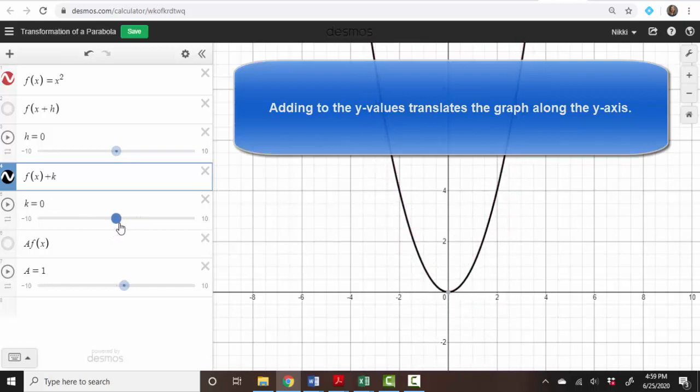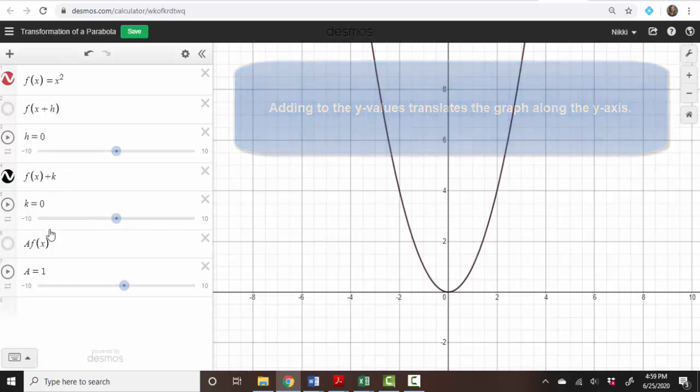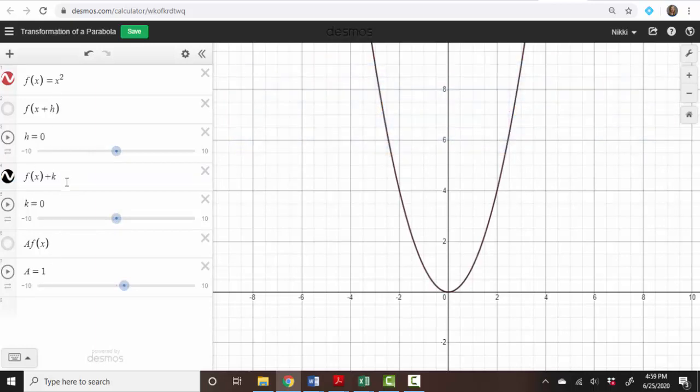So these are vertical translations. These occur when you add or subtract numbers to the outside. So I've talked about h and k here. Those involve translations, moving the graph left to right or up and down.